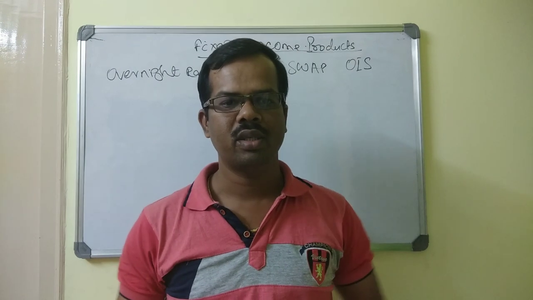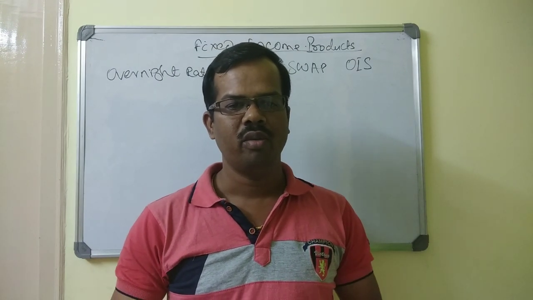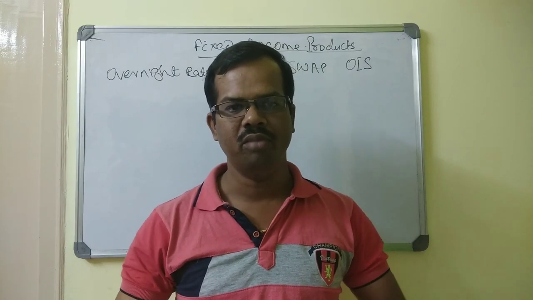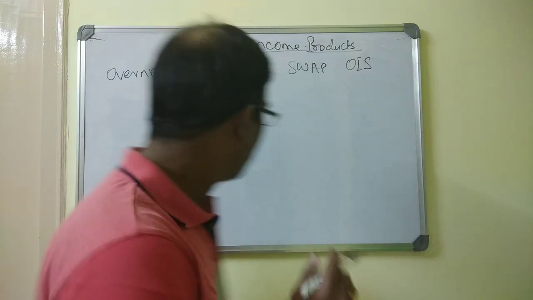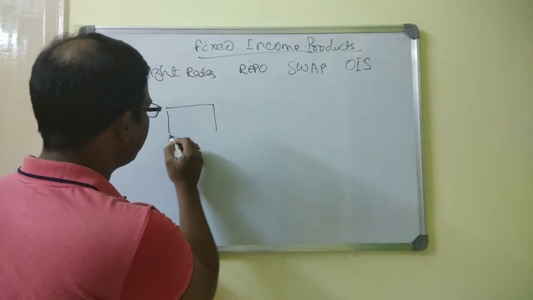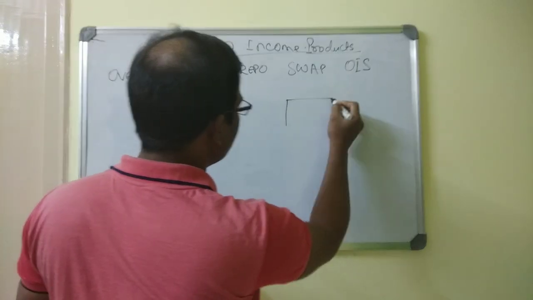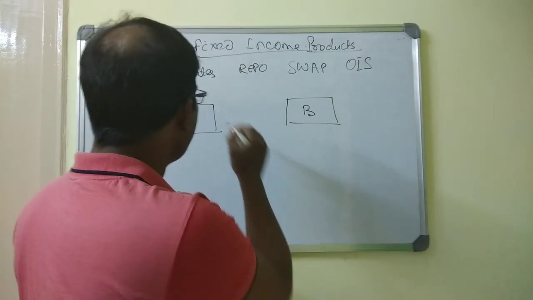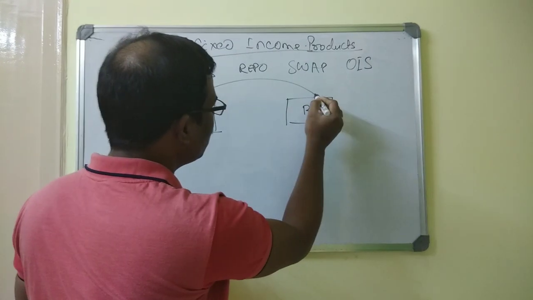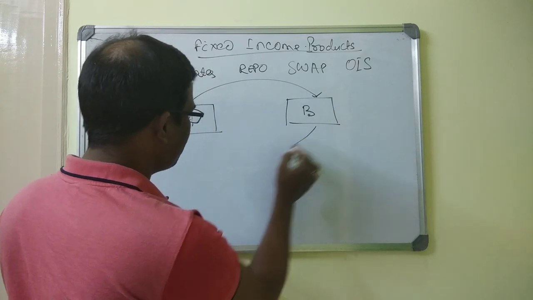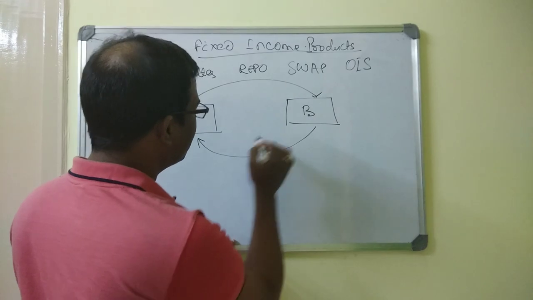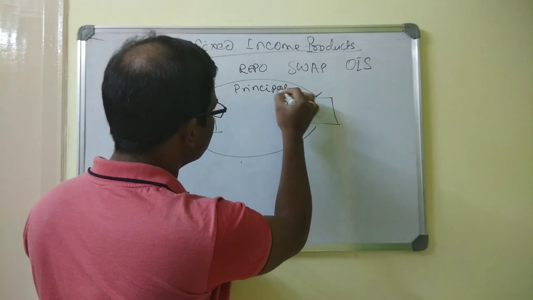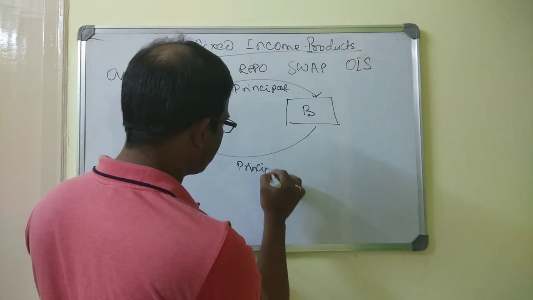These overnight rates we are talking about are when banks lend; interbank lending happens. So you have one bank, Bank A, which lends to Bank B on an overnight basis, one day. The next day, B will give back the money with interest. So if this is the principal, this is B's principal plus interest.